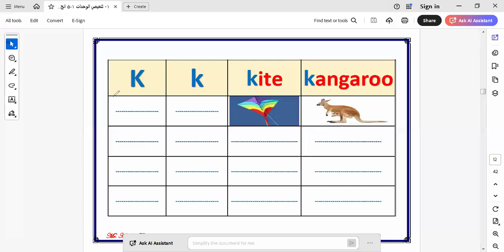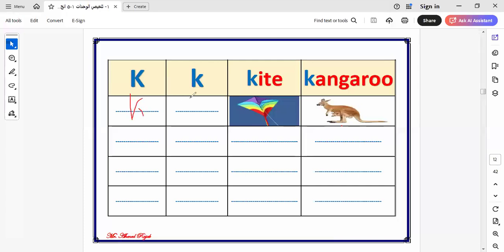Capital K and small k. It will be kite and kangaroo. Written like this, kite and kangaroo. So here, capital K and small k are for kite and kangaroo. Let's go to another letter.